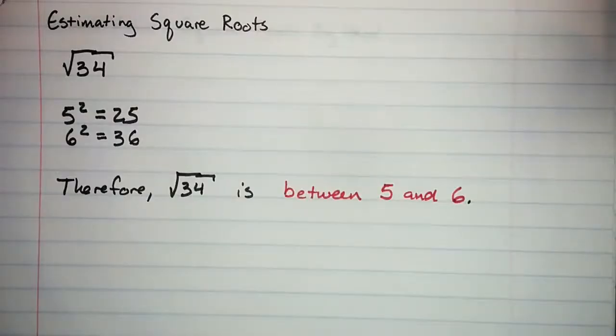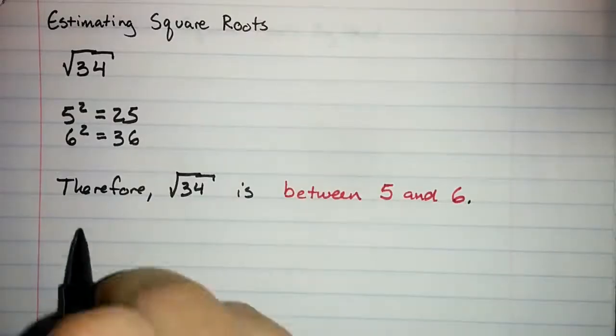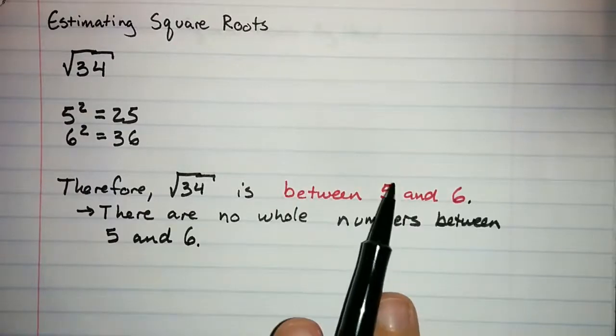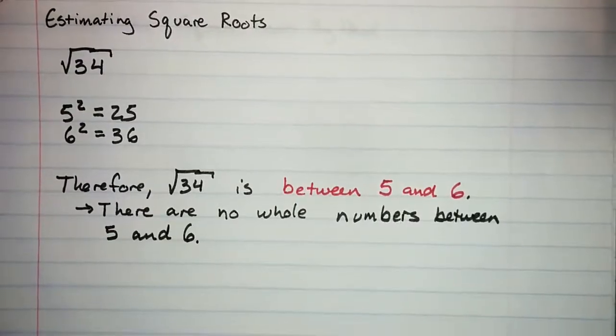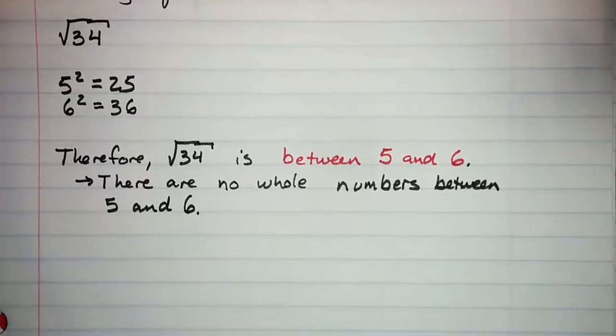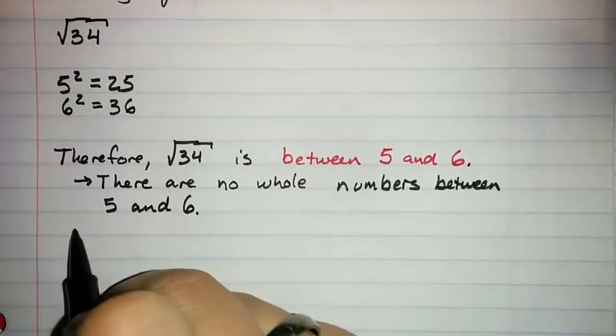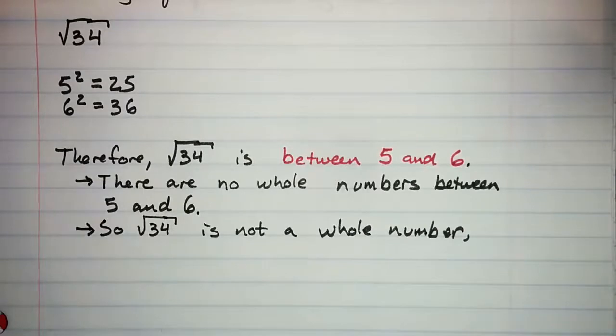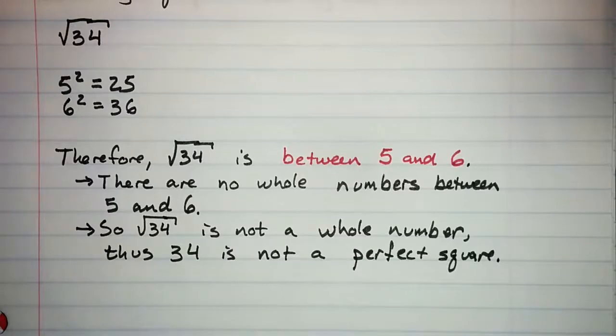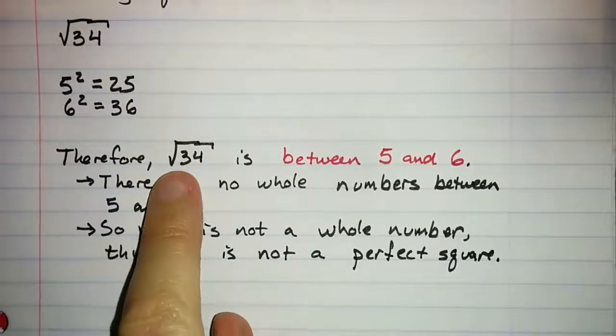Now, there are no whole numbers between 5 and 6. Right? There just aren't. If we have 5 things and then we get one more, we have 6. Therefore, we can conclude that the square root of 34 is not a whole number, and thus 34 is not a perfect square. But we know something about its square root.